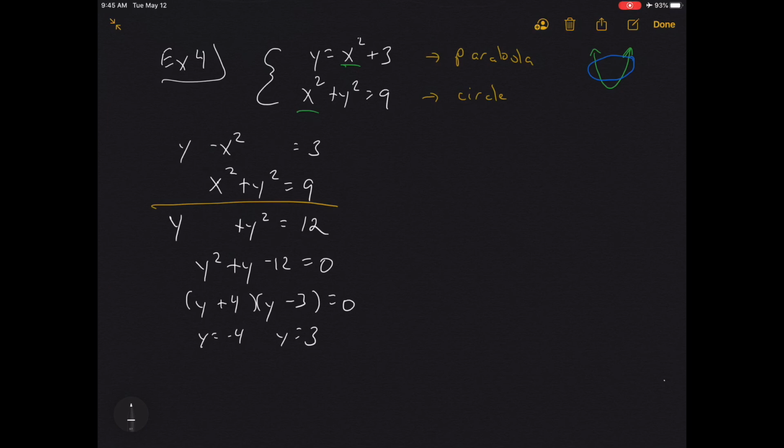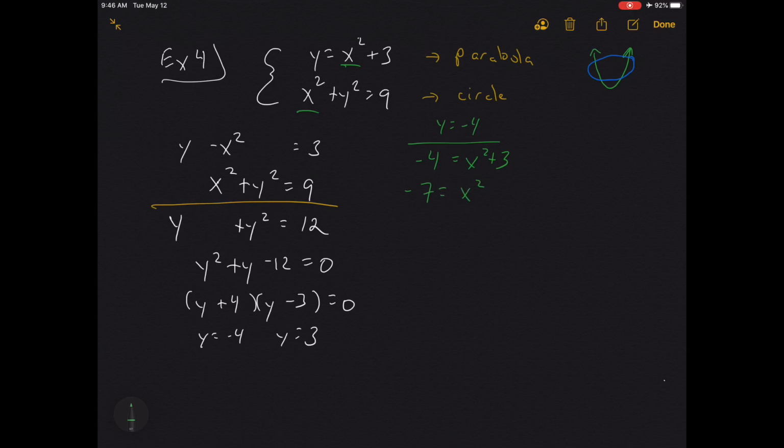So I think the top equation looks like it's the easiest one to use. So I'm going to plug the negative 4 and the positive 3 into the top equation. So these are y values. So we're going to get negative 4. Here, this is when y equals negative 4. So negative 4 equals x squared plus 3. So to solve that, we got to subtract 3 on both sides. So subtracting 3 from negative 4 is going to be negative 7 equals x squared.